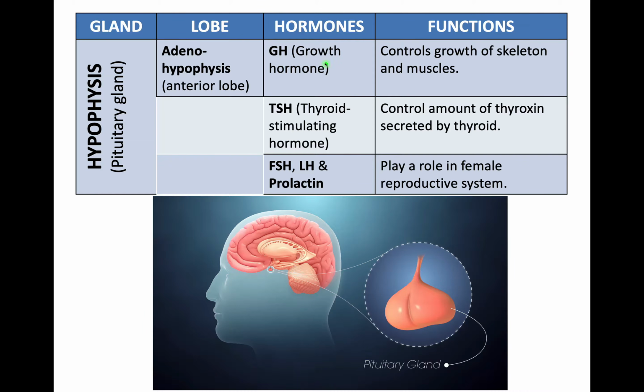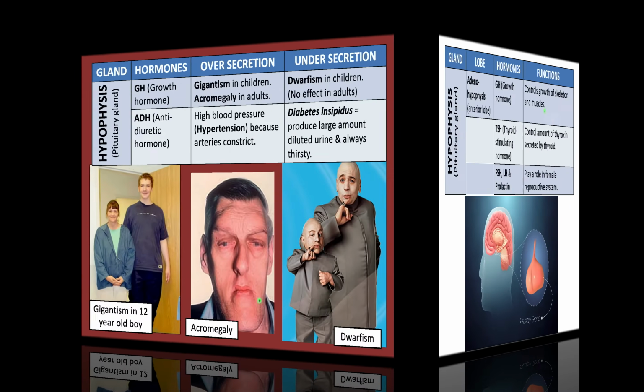So we will state here that our growth hormone is responsible for controlling the growth of our skeleton as well as our muscles. It does this by stimulating the synthesis of proteins, meaning it stimulates the making of proteins in the body. And when this happens, it leads to the growing of the skeleton as well as the muscles.